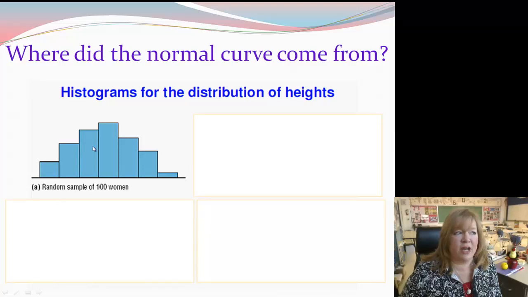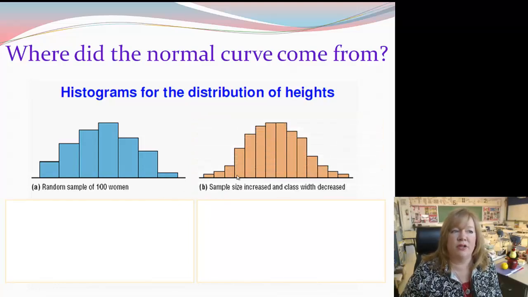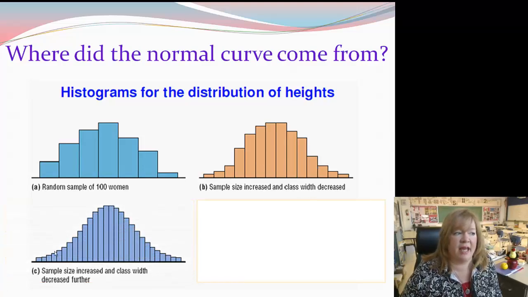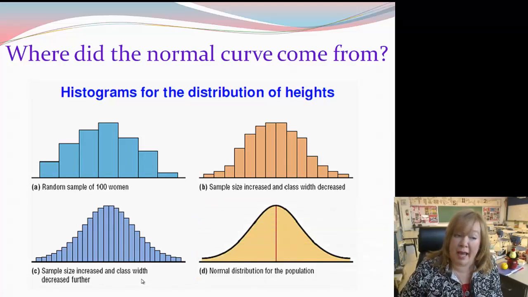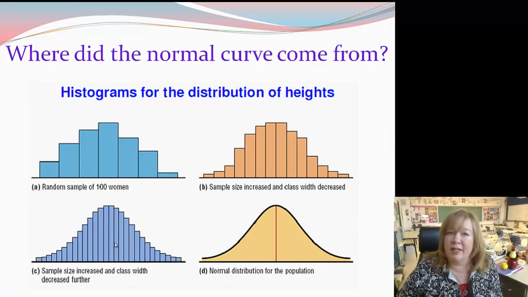If I look at a random sample of 100 women and look at their heights, this gives you a distribution. If I make the class width smaller, you see how these rectangles get smaller? If the sample size increases and I use smaller widths on the classes, I get smaller rectangles. If I do that again, you can see how it approaches that normal distribution. And if I keep making those rectangles smaller and smaller, that's where this distribution came from. It's a calculus concept. You don't need to know calculus for statistics right now, but this is one of those calculus ideas as you decrease the rectangles.